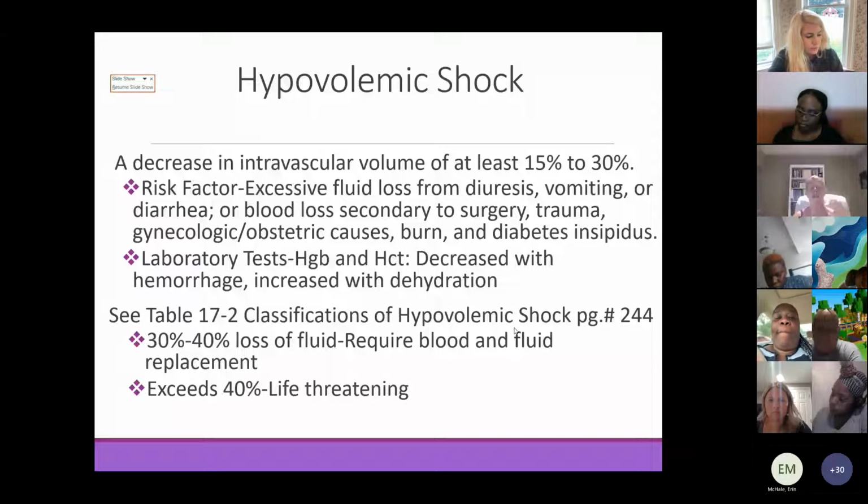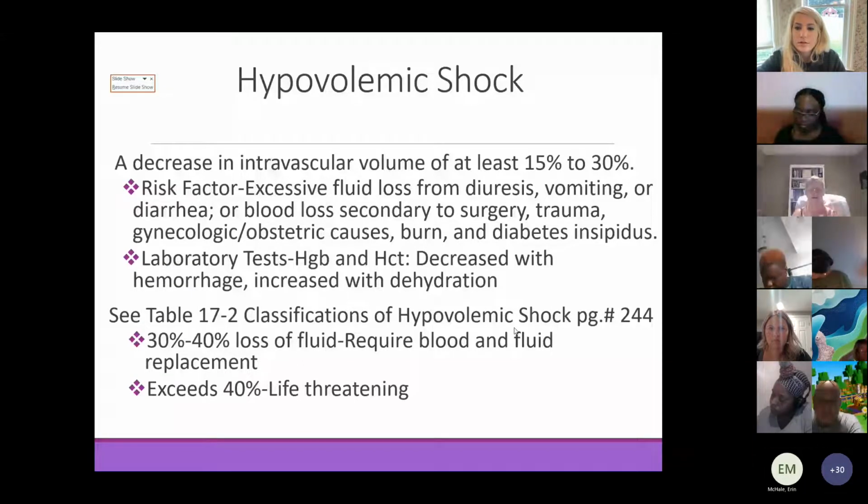So some of the laboratory tests that we might look at, we're definitely going to want to look at their hematocrit and hemoglobin. So if they're losing blood, their hematocrit and their hemoglobin are probably going to be very, very low. If they're just losing fluid, their hematocrit and hemoglobin could be high because the solutes of the blood cells are left behind when we take out the fluid.